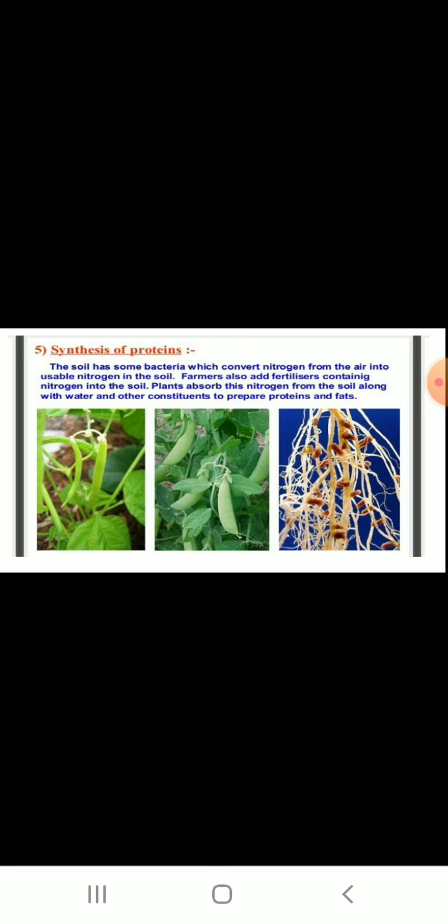root nodules. In the nodules, each nodule will have a rhizobium bacteria. That rhizobium bacteria will convert atmospheric nitrogen gas into nitrate. That nitrate is going to be taken up by the plant through the root system. Okay, this is about synthesis of proteins.